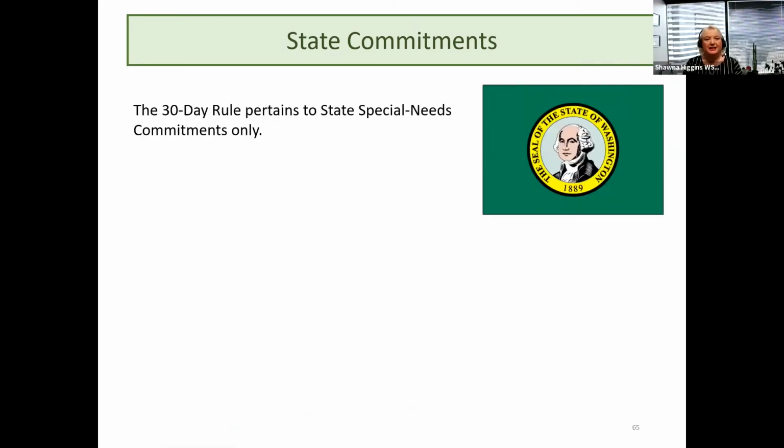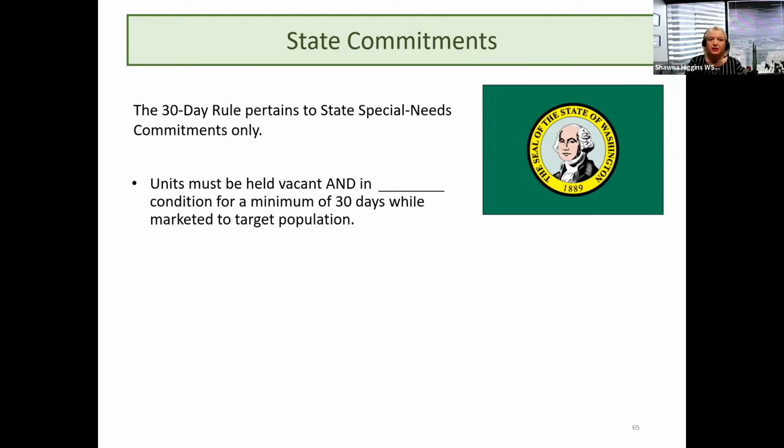Okay, so the 30-day rule pertains to the state special needs commitments only. So the units must be held vacant and in rent-ready condition for a minimum of 30 days while marketing to targeted populations. So for the bond program, it would be disabled and large households. That's what this rule would apply to.